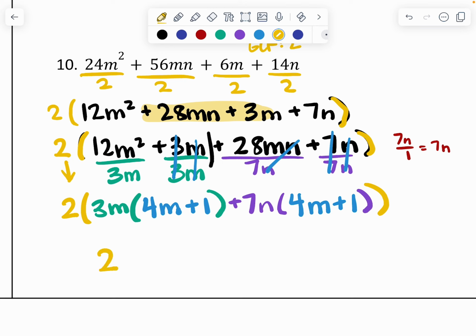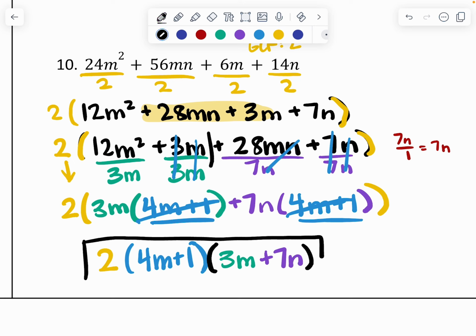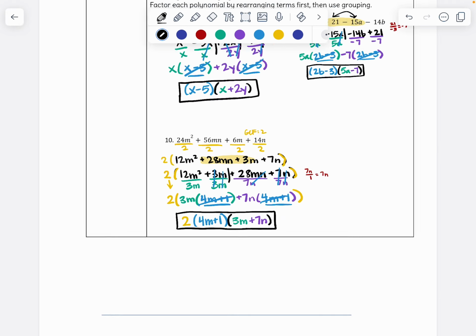So now, my final answer, factor out the binomial, 4m plus 1, don't forget to bring that 2 down, times 3m plus 7n. So that is factoring by grouping.